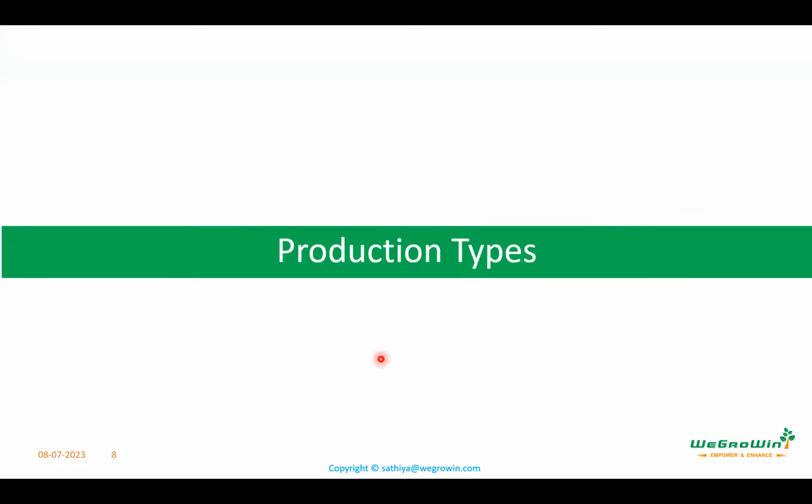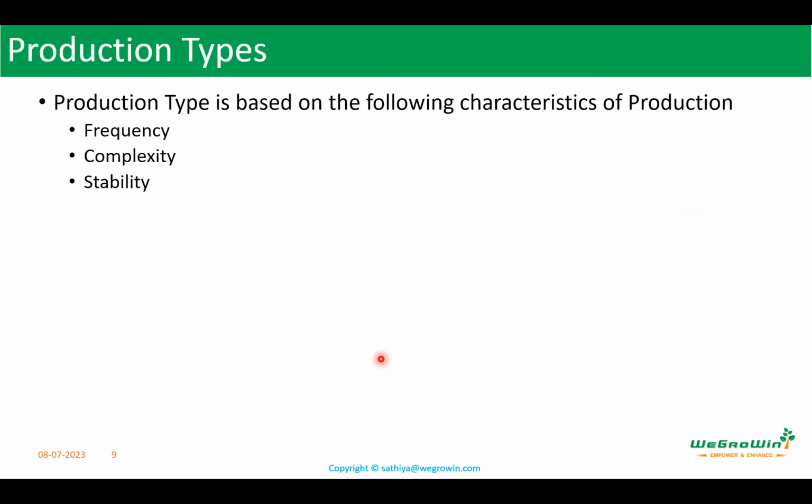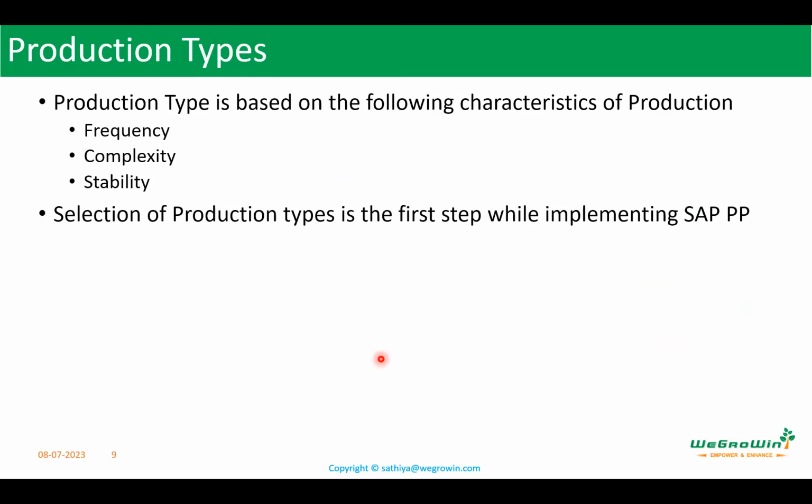Now, what are the different production types which are there? The production types are based on the various characteristics of the production: the frequency of production, the complexity of the production, and the stability of the production. Based on these, production types are defined. The selection of the production type is the first step when you are implementing SAP production planning.